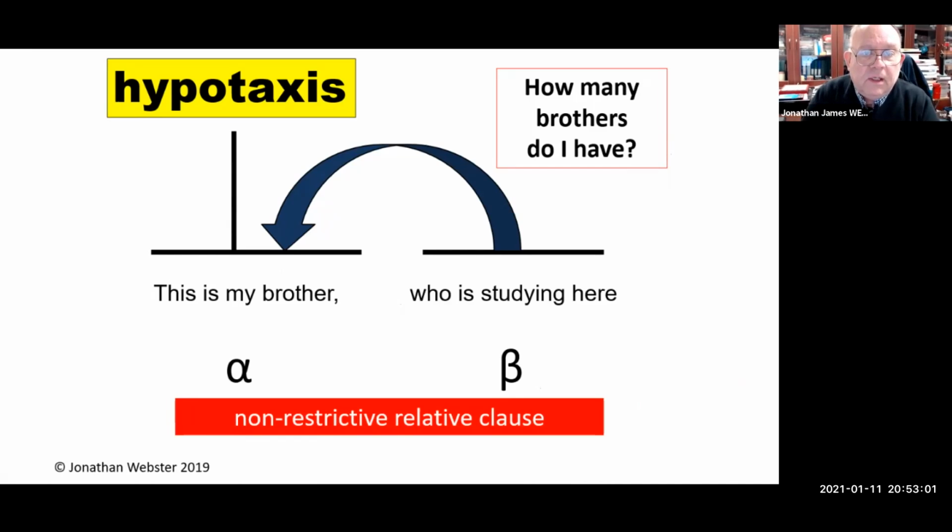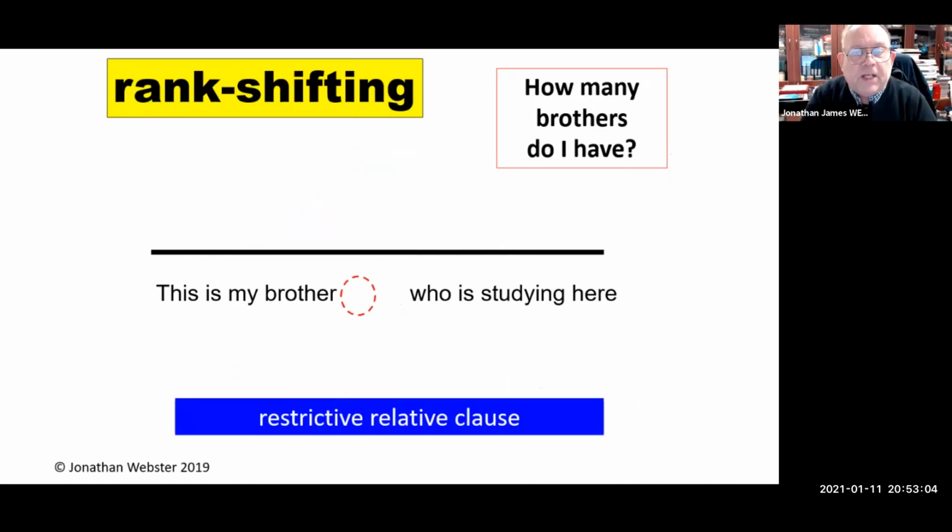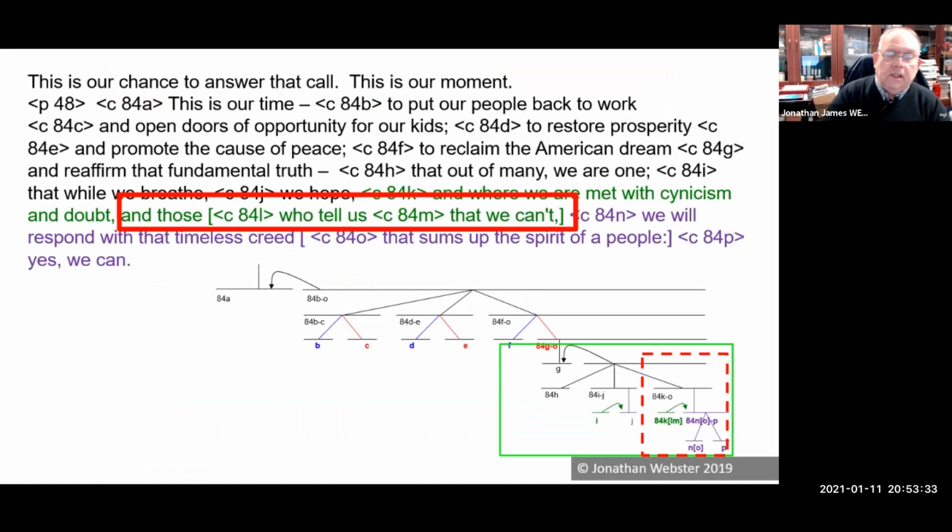Hypotaxis, parataxis, rank shifting, all of these are factors in looking at how the clauses expand in order to be put to work in not just a coherent text, not just what we can follow, but it gives a sense of how Obama, as he's presenting it, gives it that beat, that tempo. Now, again, we have here some rank shifting. Those who tell us that we can't, that would be what we would call rank shifting. It is embedded there.